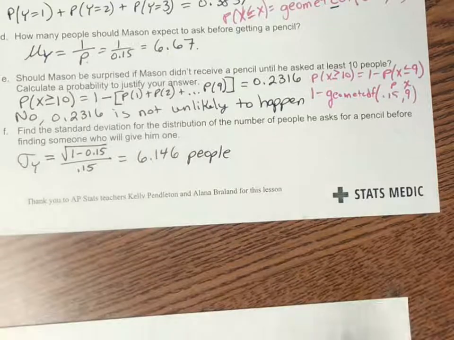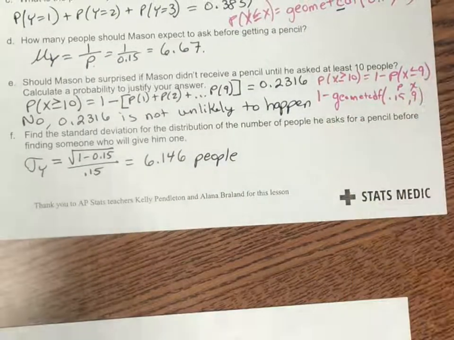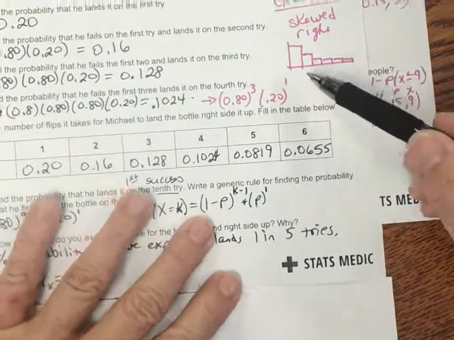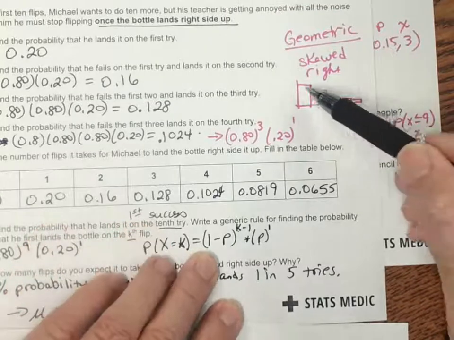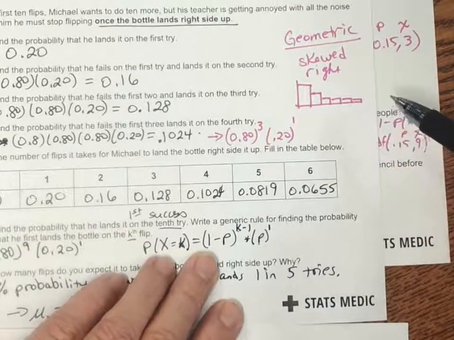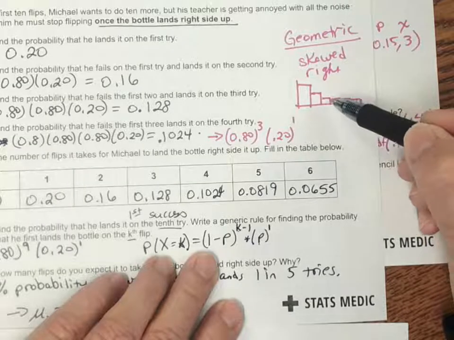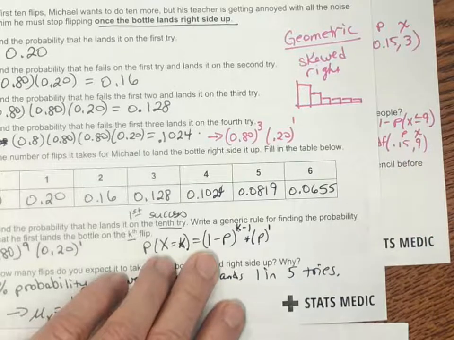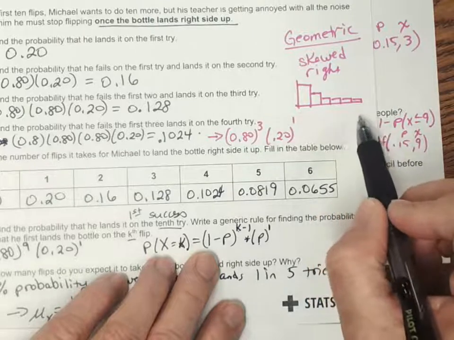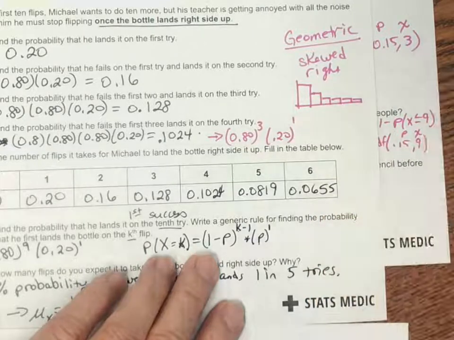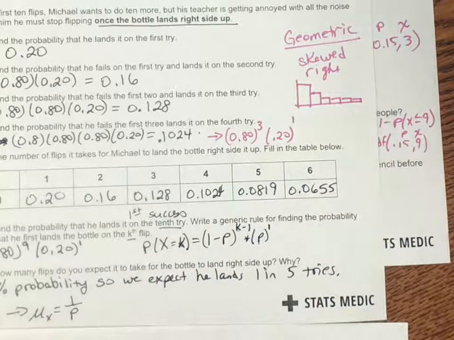Okay? And I said I'd come back to the histogram just to quickly show it to you. Here's what a geometric histogram looks like. It's skewed to the right. So this is the probability of doing something once, twice, 3 times. So the number of times until success is on the x-axis.